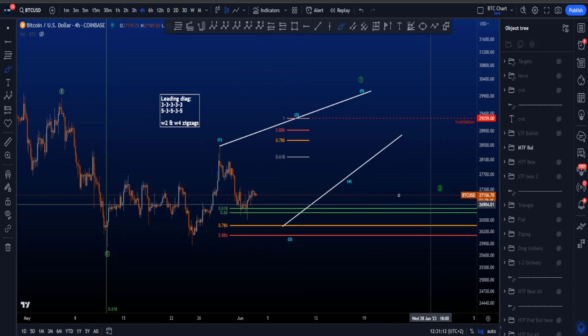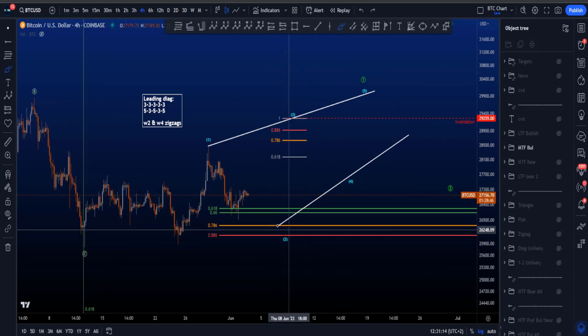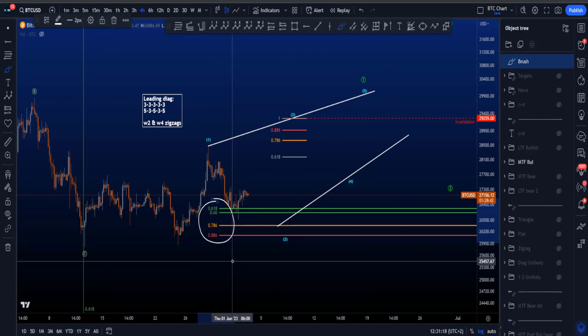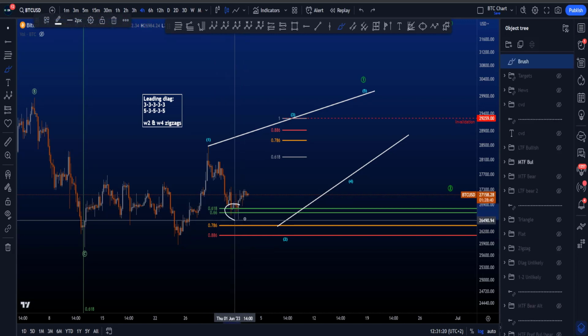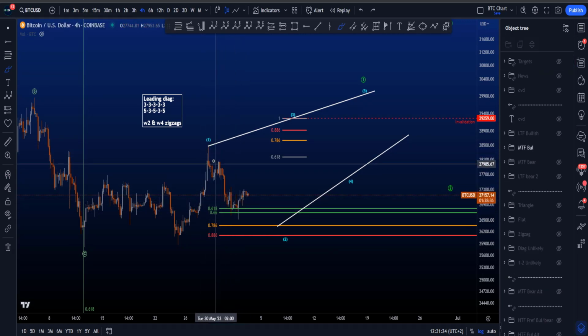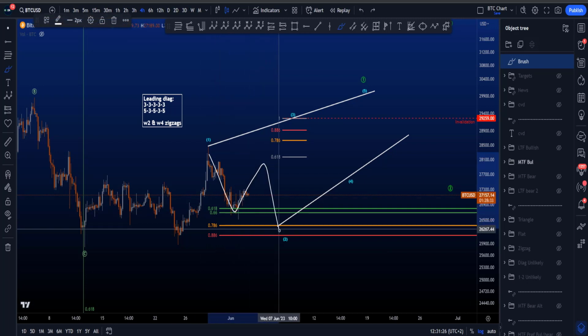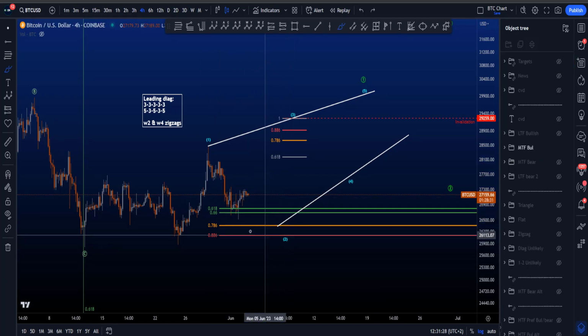If we then look at potential targets for wave 2, well, the most common targets in a leading diagonal for a wave 2 are between the golden pocket and the 886 over here. So that's very nice, currently bouncing here. However, this does not look like a 3-wave structure at the moment. It looks more like a 5-wave structure. So you still expect something like this to happen. So a deeper target around the 786 or the 886 can then be expected.